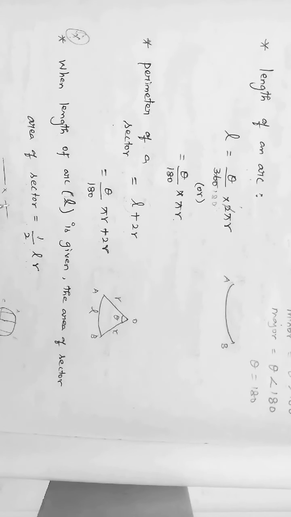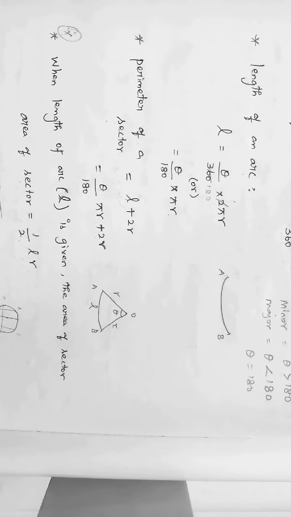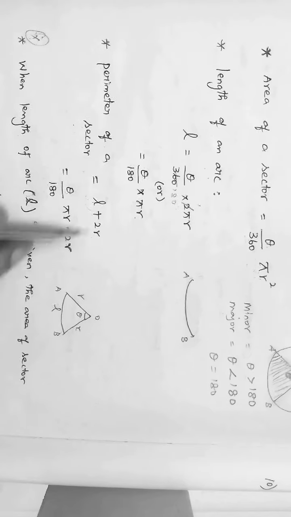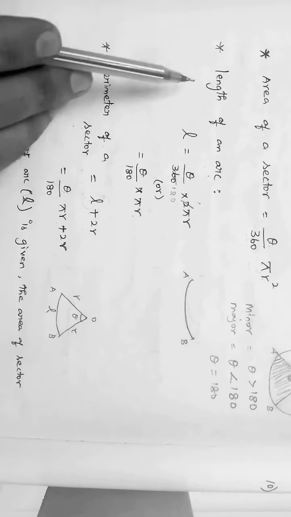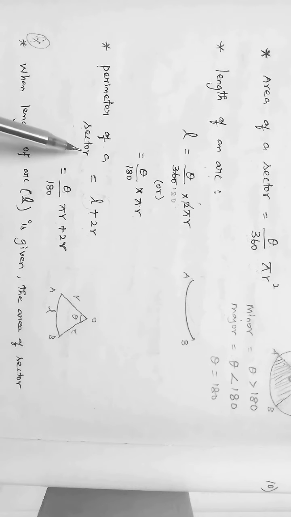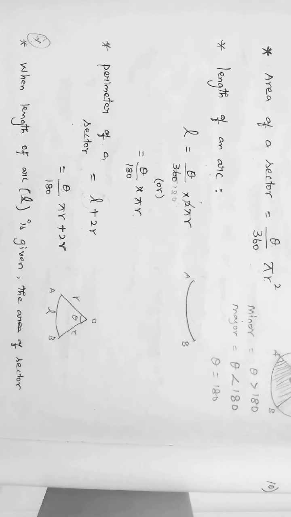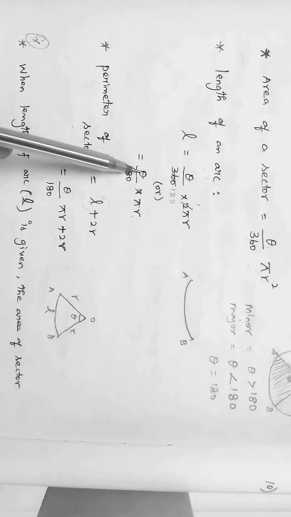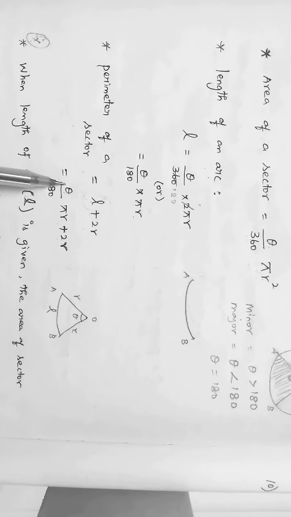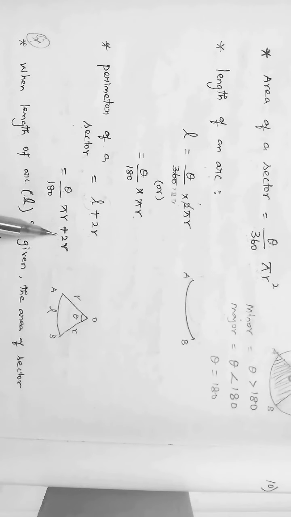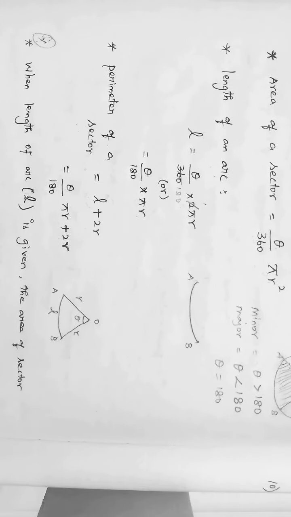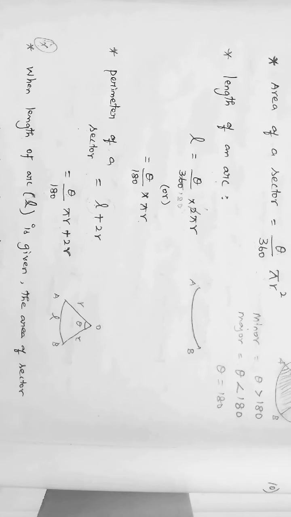For finding the area of sector as well as the length of arc or perimeter of sector, whatever it may be, what are the things we need? Only two things. One is theta, another one is radius. Here also, theta and radius. If you know the value of theta and radius, then directly we can find the area of sector or perimeter of sector, whatever they are asking, right?